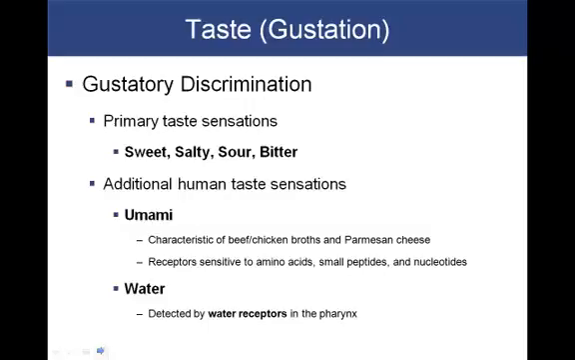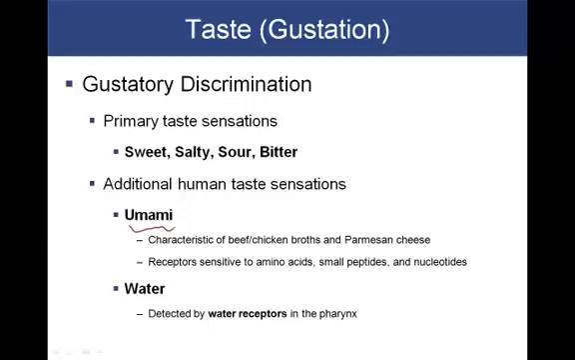So again, when we look at gustatory discrimination, there are a number of primary taste sensations: sweet, sour, salty, and bitter. In addition to these, your textbook will mention two others. Umami is a taste that we associate with meat, for instance. Beef, chicken broths, Parmesan cheese. These particular receptors are sensitive to small proteins, small peptides, individual amino acids.